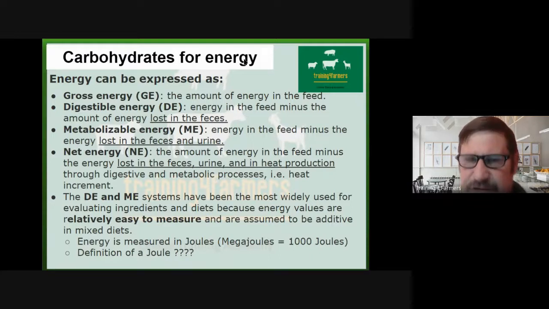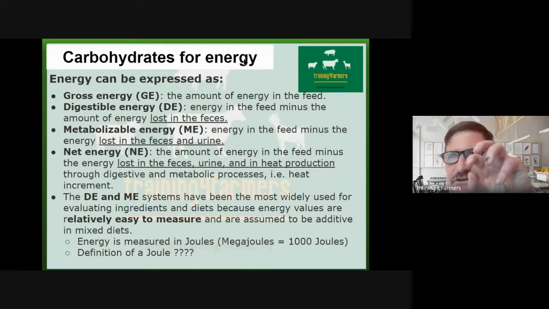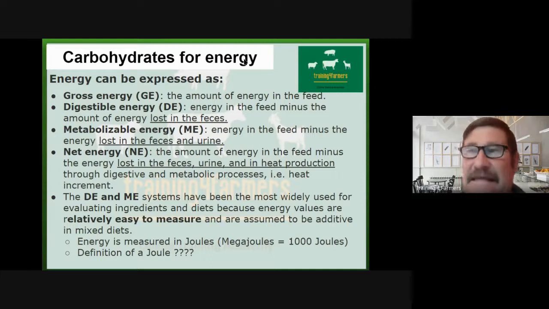The measurement we're going to be using in ration balancing is metabolizable energy. The ultimate, of course, is net energy, the final product. But the problem is that with net energy, the last thing that you have to deduct to get all the losses out, so you know exactly how much is left to produce milk, meat, work, and so on, is heat.